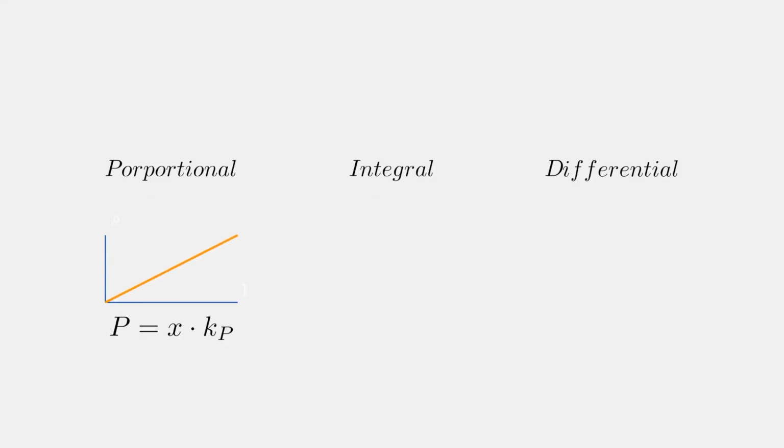The proportional component provides a response directly based on the error. Most often, the error is a distance, so the further the distance from the target, the larger the proportional response will be.